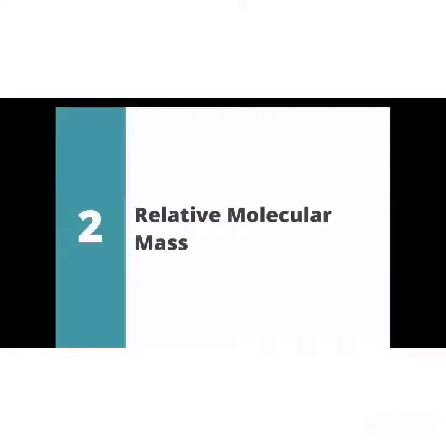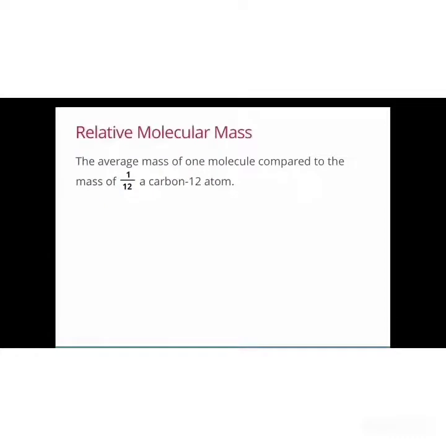Now let's move on to something called relative molecular mass. Most of the time we are working with molecules and compounds. So now we are going to learn what relative molecular mass is. Let's see the formula. Relative molecular mass is the average mass of one molecule compared to the mass of 1 by 12 of the carbon atom. So instead of atoms, here we are working with a molecule. Here we are comparing the molecule with 1 by 12th of the carbon-12 atom.